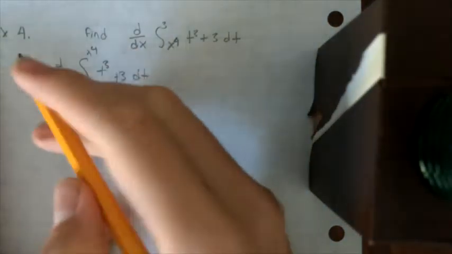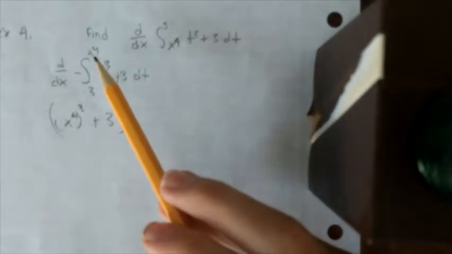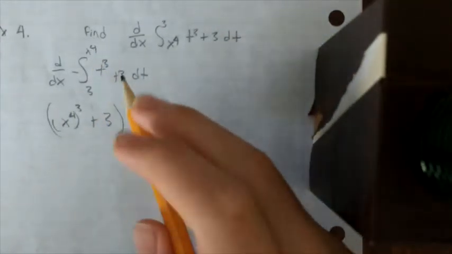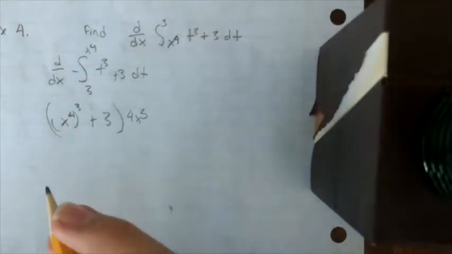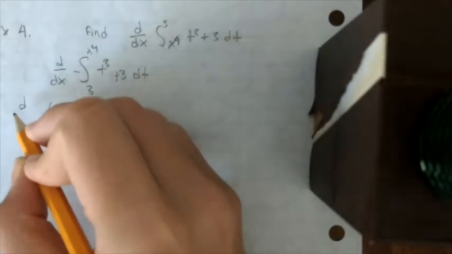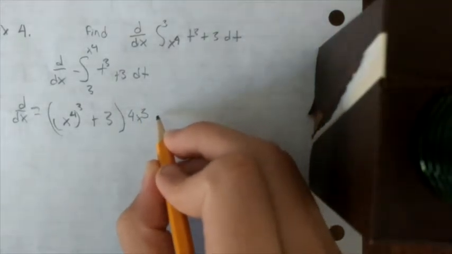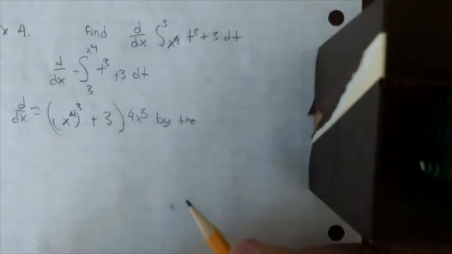And then we have to use the chain rule, so the derivative of x to the fourth would simply be 4x cubed, so we have to multiply this whole thing in the parentheses by 4x cubed, and then we can simply set that equal to that. And then if you want to multiply it out even further, you can simply do that, but in this example I'm not going to. And then you always need to write by the fundamental theorem of calculus. Otherwise it won't make sense in the context.